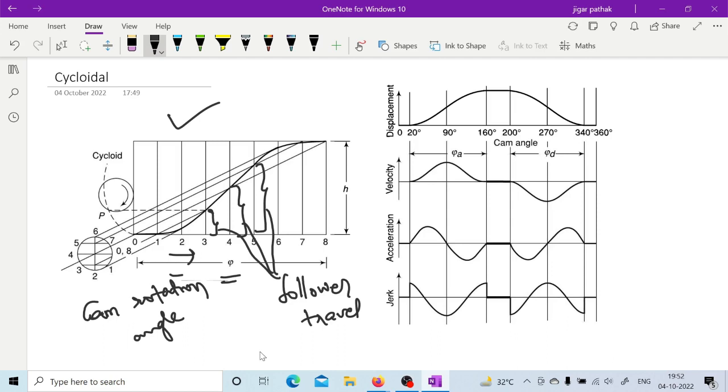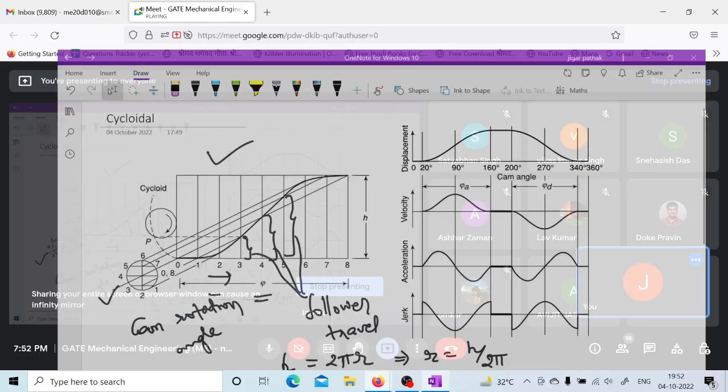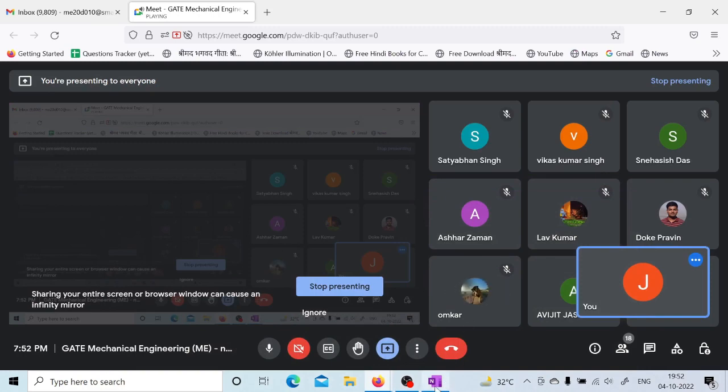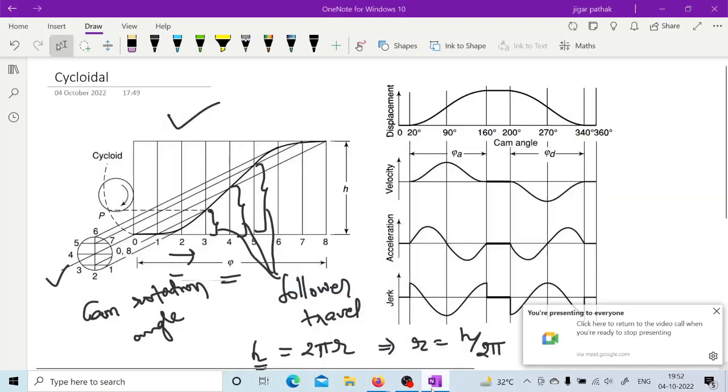So here what you are going to do is, whatever follower travel is there, h is our follower travel, you are going to consider it as the periphery of that roller which is traversing that cycloid. So h is equal to 2 pi r. So from this h is equal to 2 pi r, you are going to first draw this radius h upon 2 pi here, right? And then you are going to start plotting the different distance traveled by follower during the rotation of cam, right? So this is how you are having this cycloidal motion.